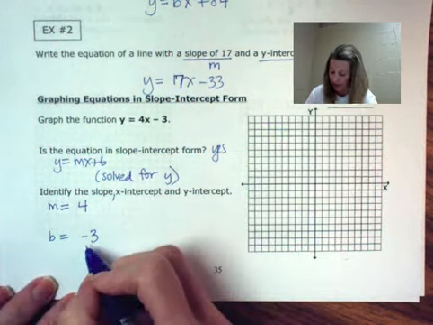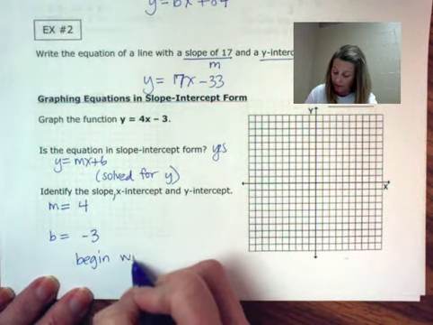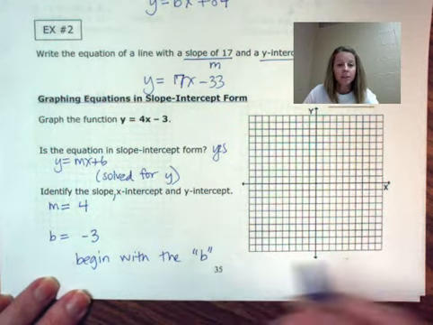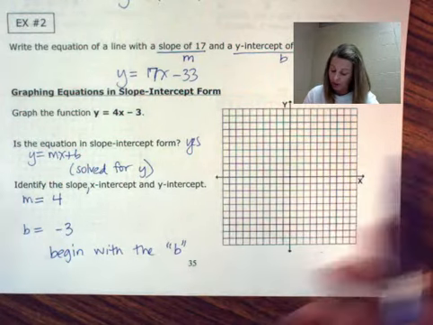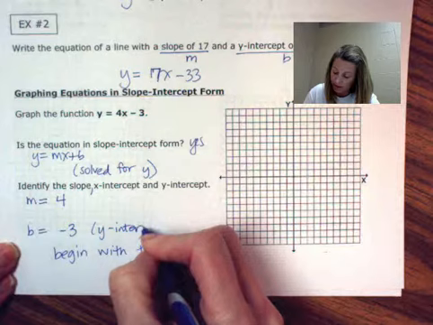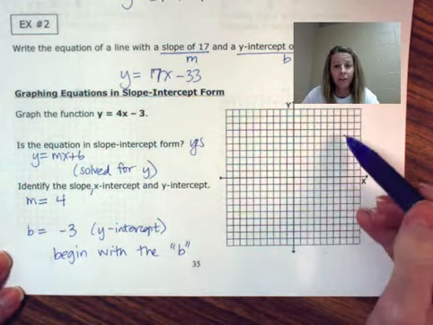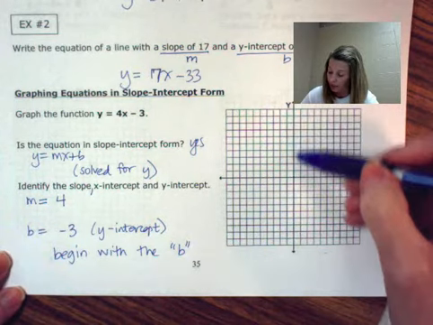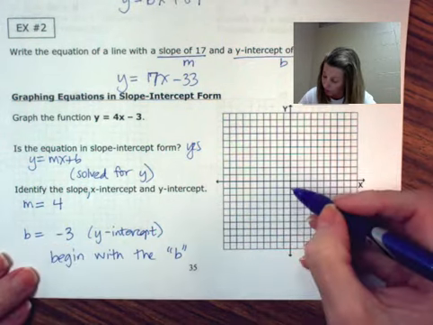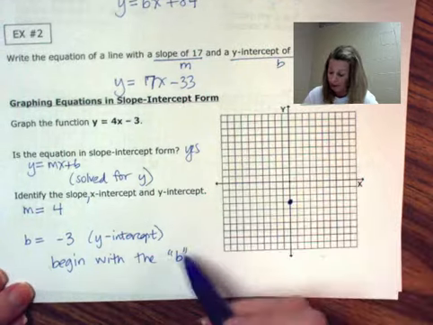Now, when I graph this, I'm going to write a phrase down: begin with the b. If you remember that, you're always going to know how to start. Remember, the b is the y-intercept. Where is a y-intercept located on a graph? It's located on the y-axis. So I'm going to place a point on the y-axis at negative 3. 1, 2, 3, right there. That's my y-intercept, that's my b.